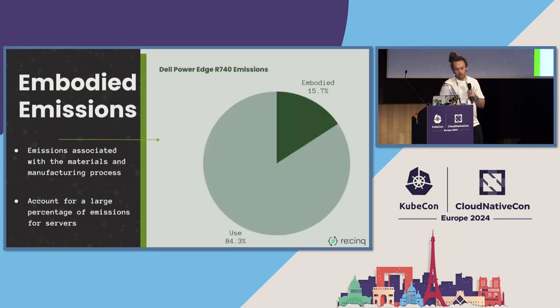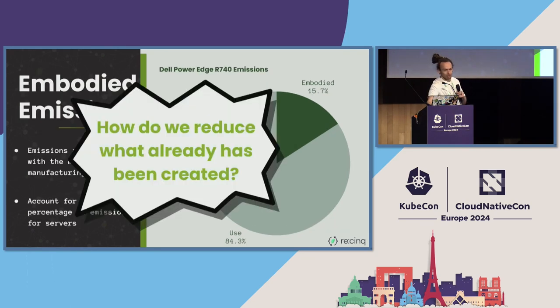We look at a general server that's used by a lot of cloud providers, the Dell PowerEdge R740, and shout out to Dell, they have amazing research on every single hardware component that they push out and the emissions that it produces. And in this case, we're looking at about 15 to 16% of the emissions being part of the manufacturing and end of life parts of the server. Obviously the question is, how do we reduce it? Because we don't really have control over these emissions.